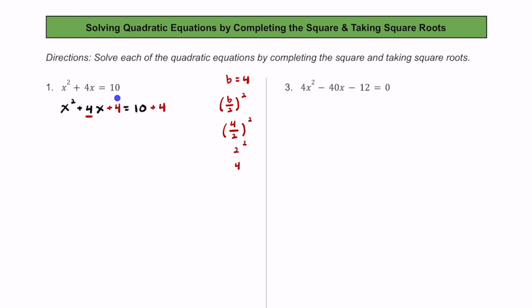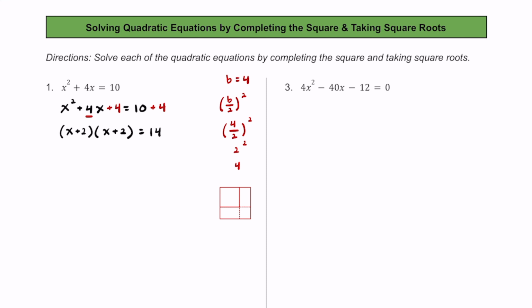Now at this point, we have technically completed the square by adding 4 on the left side, so this should look like a perfect square trinomial to you, hopefully. That means we can factor it into two identical binomials, x plus 2 and x plus 2. That would be the left side of the equation. On the right side, you can just add 10 plus 4, and that's going to equal 14.